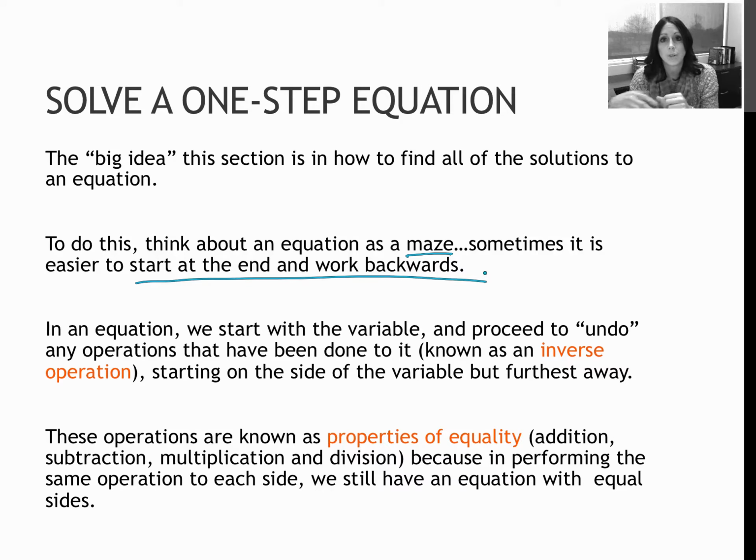I did throw in here the properties of equality because a lot of times your online platform will say use the subtraction property of equality or addition property of equality. That just means that if you add something to one side, you have to add something to the other side, or subtract from one side, you subtract from the other side. So that's what we're going to be doing. We're going to undo operations, and then whatever we undo on one side, we have to make sure we do it on the other side as well.